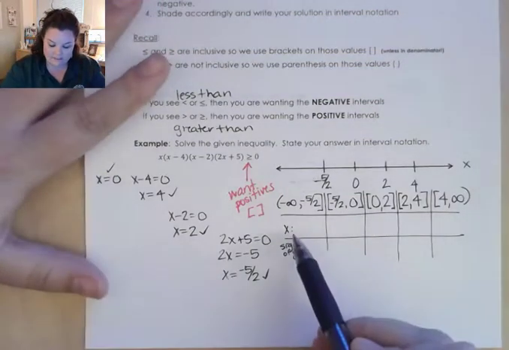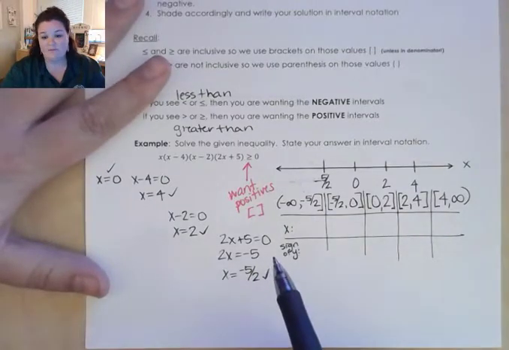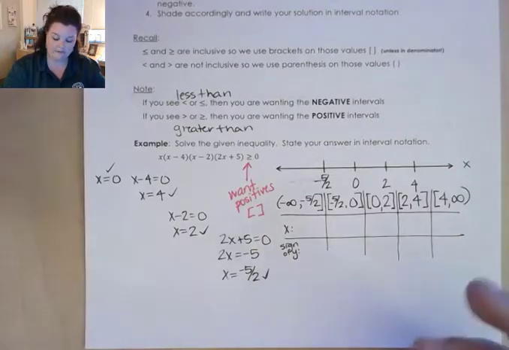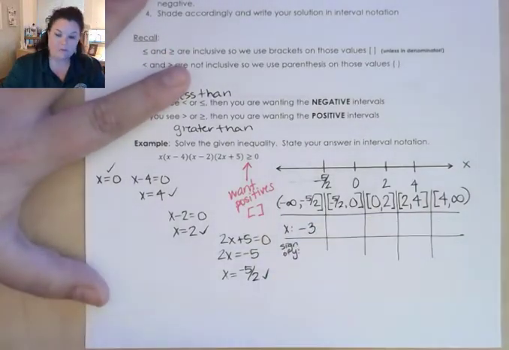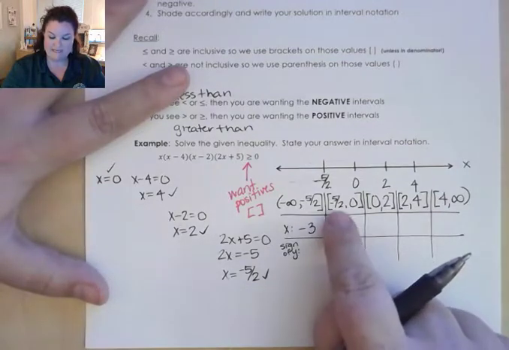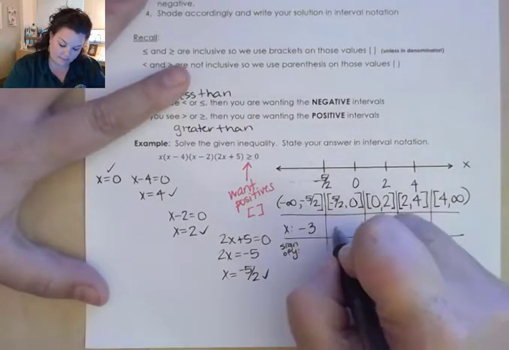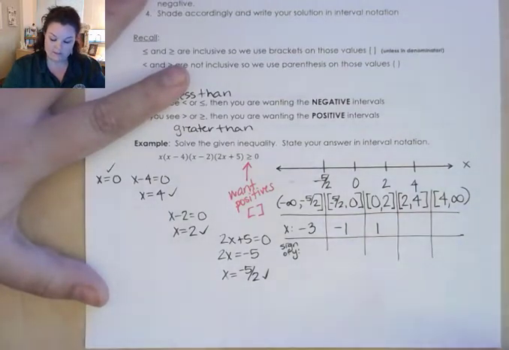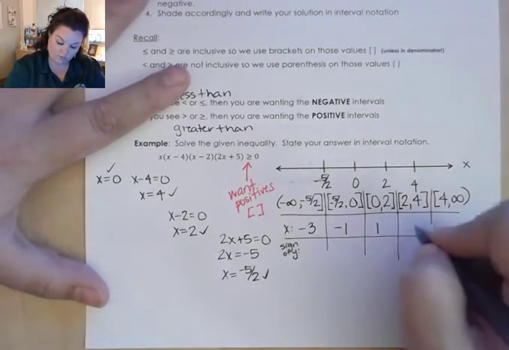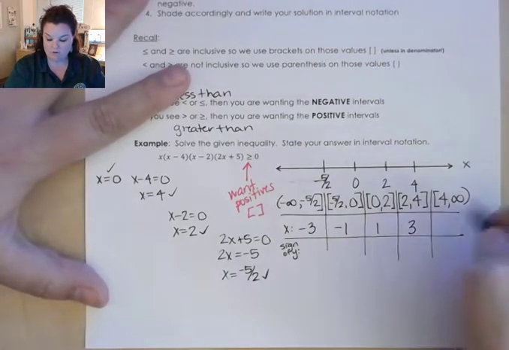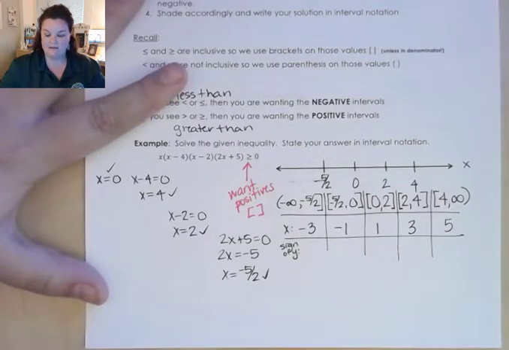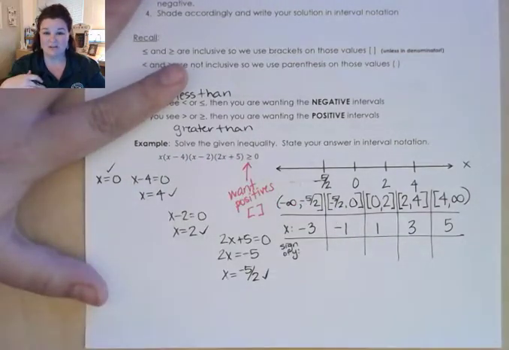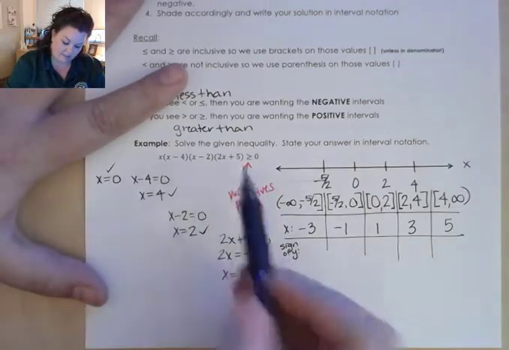Okay, so I'm going to pick something that's smaller than -5/2. Well, -5/2 is -2.5. So something smaller than -2.5, I'm just going to pick -3. Something between -2.5 and 0, I'm going to pick -1. Something between 0 and 2, I'm going to pick 1. And then something between 2 and 4, I'll pick 3. Something bigger than 4, I'll pick 5. Okay, so these are the numbers that I want to plug into my function and see if I get a positive or a negative.